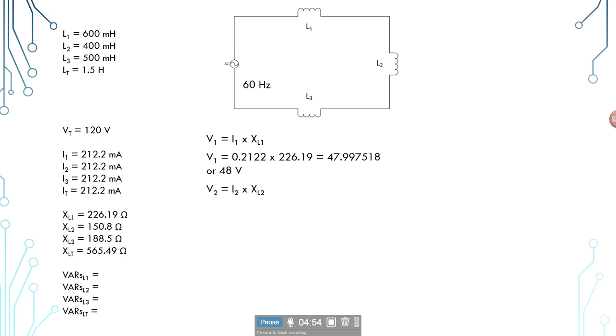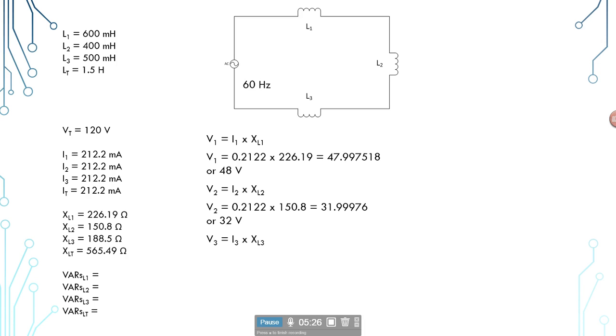For our second inductor, we'll use the current, and now even though the current's constant, I always say the I sub 2 so that when we switch between series and parallel and series-parallel circuits, we don't get confused. We know exactly what component we're talking about, and then we use our inductive reactance as the second one. So our 0.2122 times 150.8 rounded off gives us a 32 volt drop.